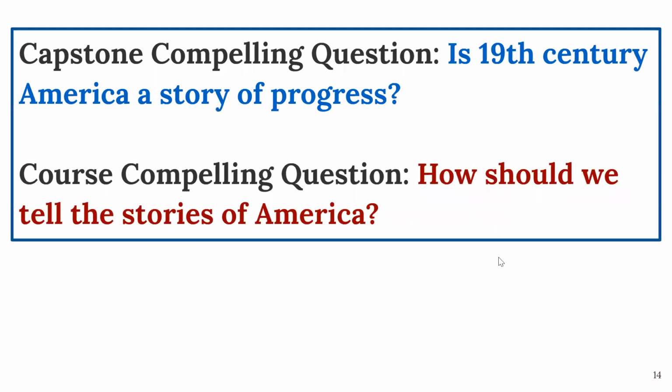What we decided for this unit was to have one capstone lesson. So there's a capstone lesson in this unit, and then the unit also builds in a little bit of time for students to go back and address the course compelling question, which they've been tracking throughout the course. So the capstone compelling question is: Is 19th century America a story of progress? And then again, students are going to come back at the very end and address the course compelling question, which is, how should we tell the stories of America?